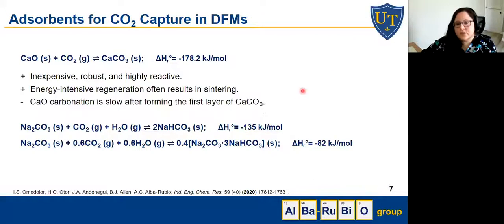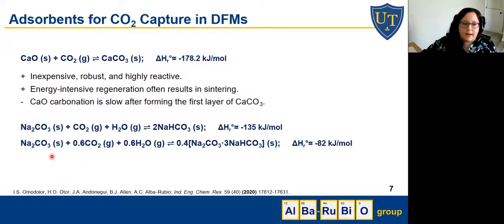So as I said, these dual function materials have two components, the absorbent and the catalyst that is going to convert CO2. The most used absorbents in these dual function materials are usually metal oxides and metal carbonates, which are good because they are inexpensive and highly reactive. However, both have the problem that after a while, because they need to be regenerated at high temperature, they can sinter and lose the capacity to absorb CO2.